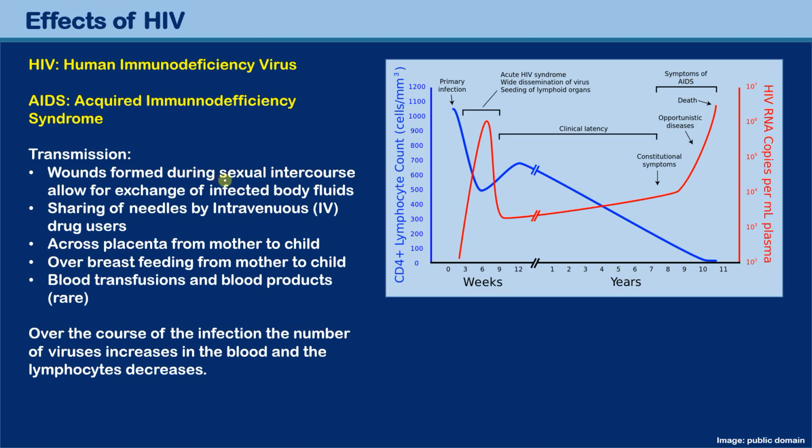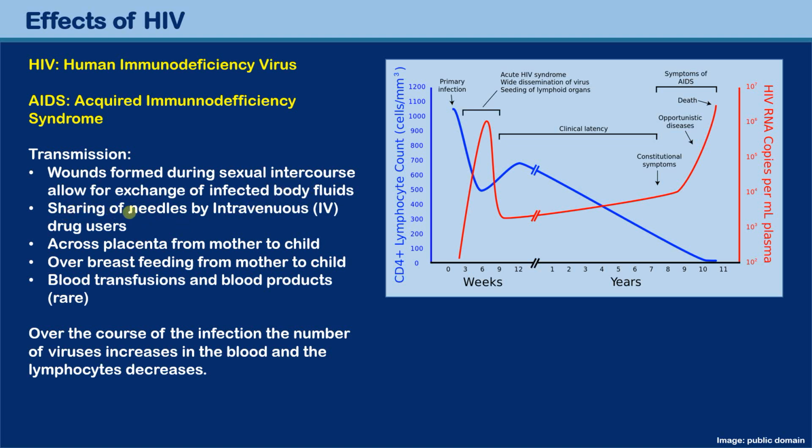First of all, during sexual intercourse, specifically during unprotected sexual intercourse, there are microscopic wounds which form, and they allow for an exchange of infected body fluids, for example, semen and blood, and this is how it can be passed on. Always ask yourself, is infected body fluid passed on from person to person? And if it is, then this also allows for the passing on of the virus.